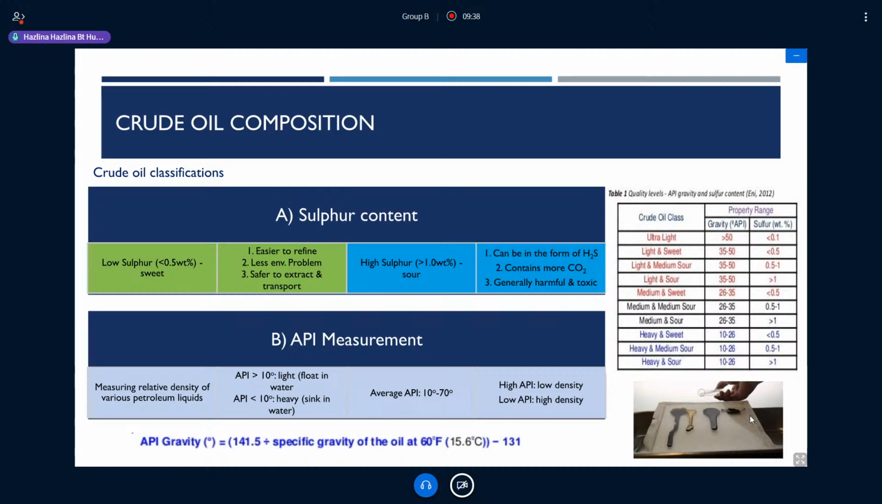There was a question in the earlier groups asking me what API is. API is the American Petroleum Institute index. It is just a benchmark to describe the crude oil properties.